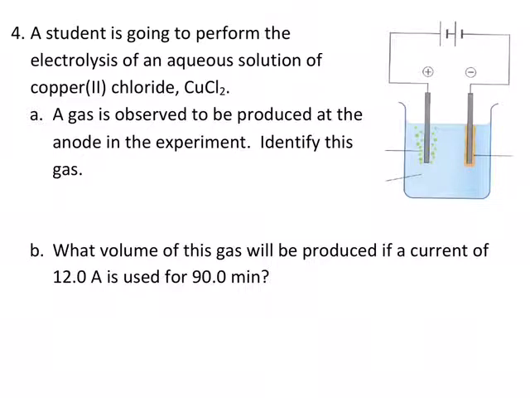All right, the last question. Again, try to pause the video and try it yourself. The student's going to perform the electrolysis of an aqueous solution of copper II chloride. A gas is observed at the anode. Which gas would it be? Well, this is an aqueous solution. So unlike the first example that we saw in this video, which was molten salt, this is an aqueous solution.